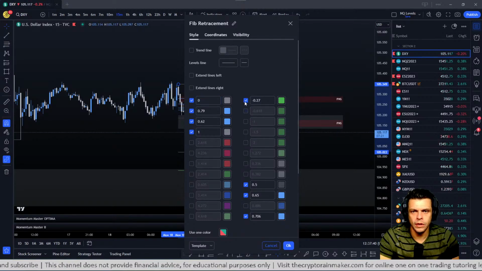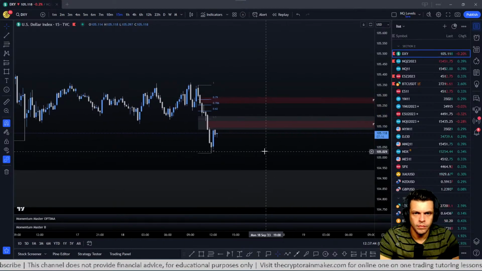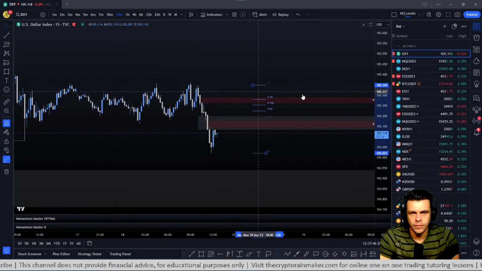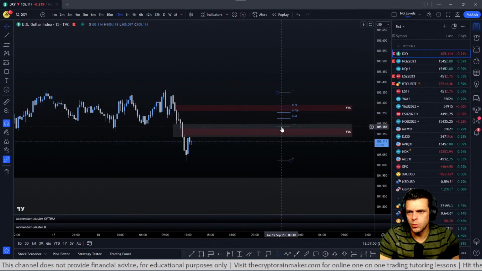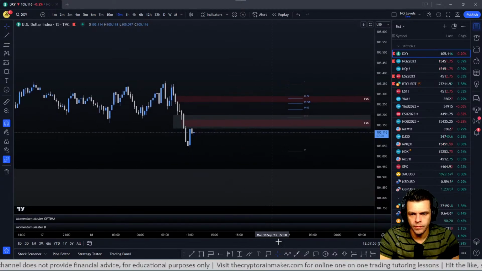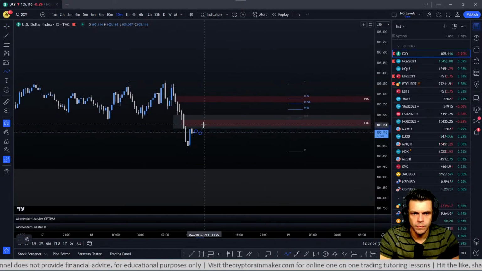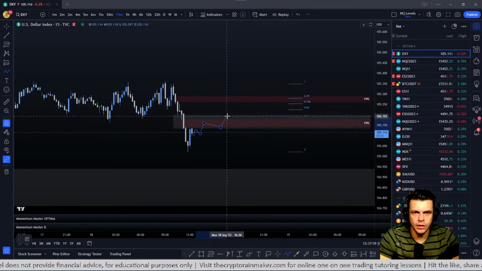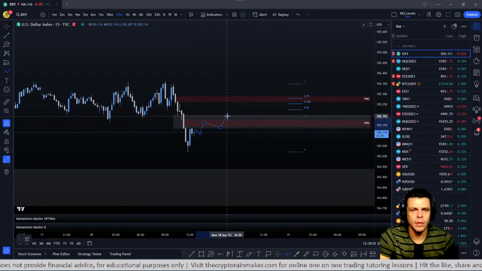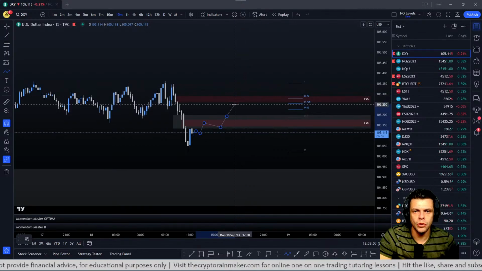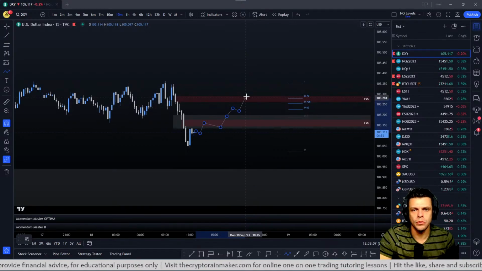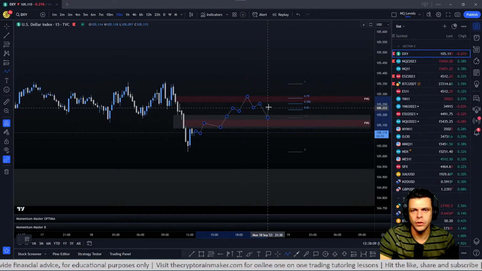I'm going to switch off the extensions for now. Okay, so we have the equilibrium right here at 105.185 more or less. You could kind of see something like this: pull in the imbalance on the 1 hour and then go down. There's also a chance that we visit the imbalance right here and then continue to the downside.